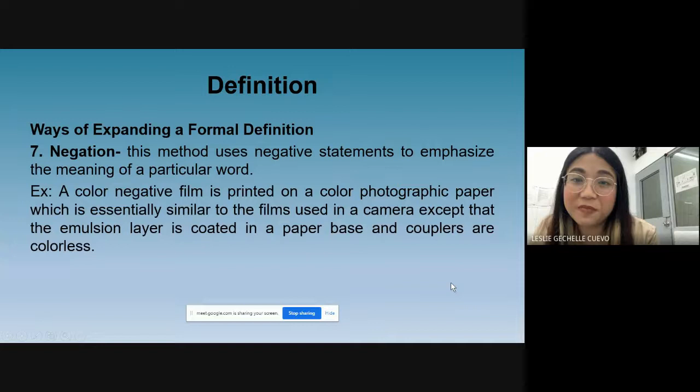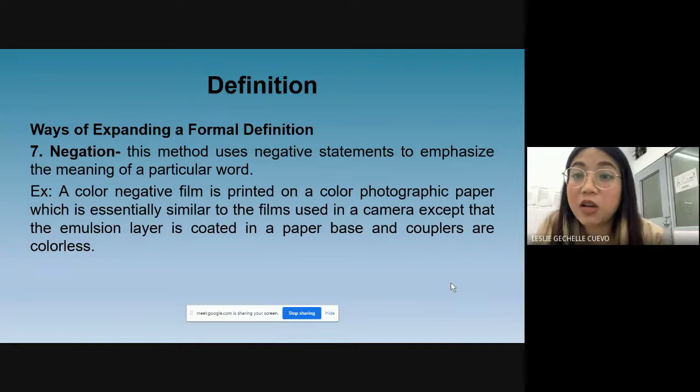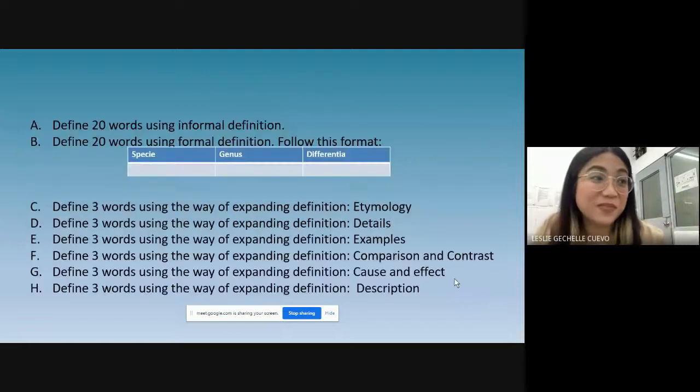Then we also have negation. This method uses negative statements to emphasize the meaning of a particular word. For example, a color negative film is printed on a color photographic paper, which is essentially similar to the films used in camera, except that the emulsion layer is coated in a paper base and couplers are colorless. Yun yun, may negation kasi may except na term. Okay.